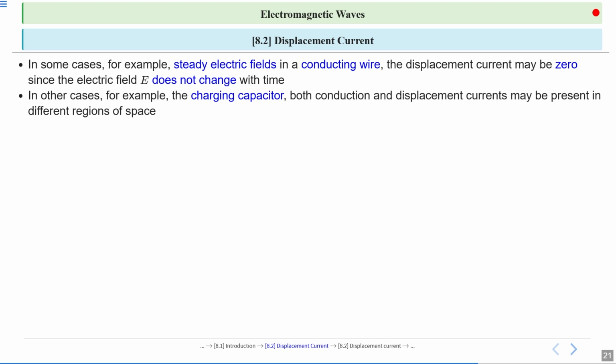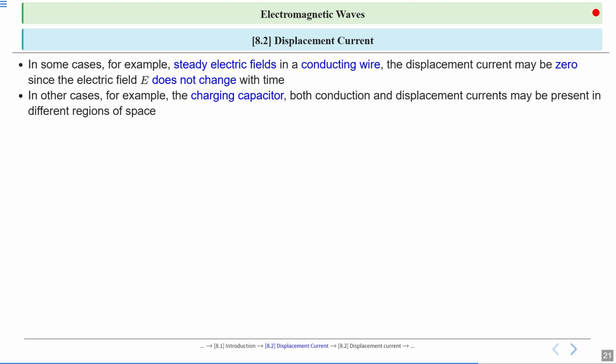Okay, in other cases, for example the charging capacitor, both conduction and displacement current may be present in different regions of space. In that case we have discussed, if current is changing in the circuit or across the capacitor, the charge on the plates will change, and the electric field between the plates will change, due to which a magnetic field is produced and displacement current will be there. So, when the capacitor is charging and not fully charged, both conduction and displacement current may be present in different regions of space. Got it?